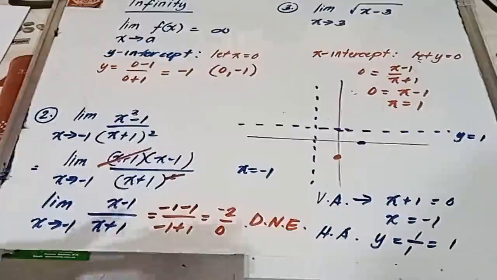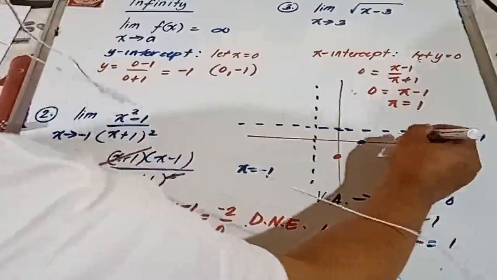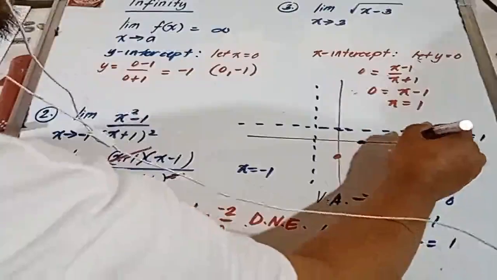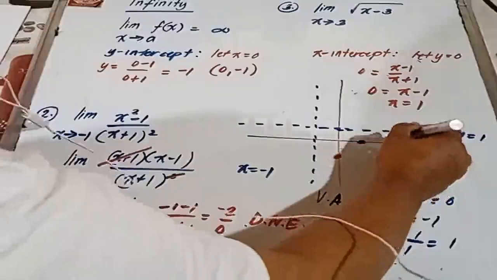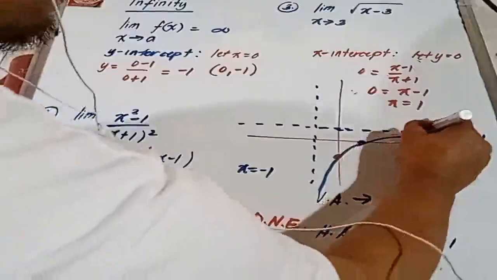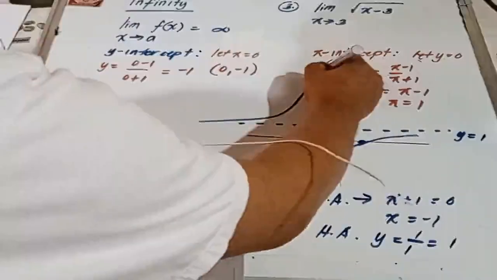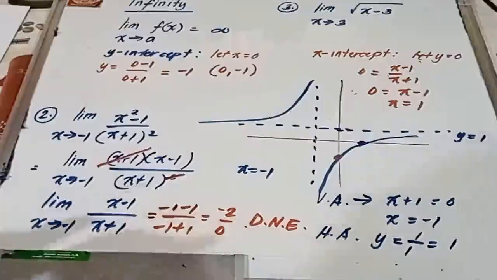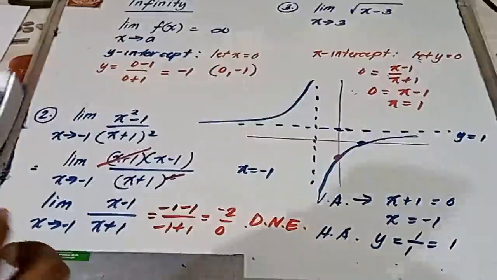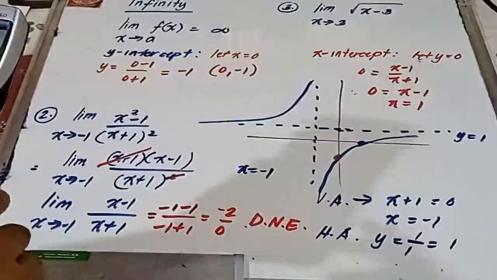So, therefore, ang graph ng ating function, pag ganito siya, parang graph din siya ng function na 1 over x. Pag ganito rin siya dito. So, meron ako ditong calculator, yung graphing calculator, para mapakita ko sa inyo kung equivalent. Okay. FX9860G2SD.